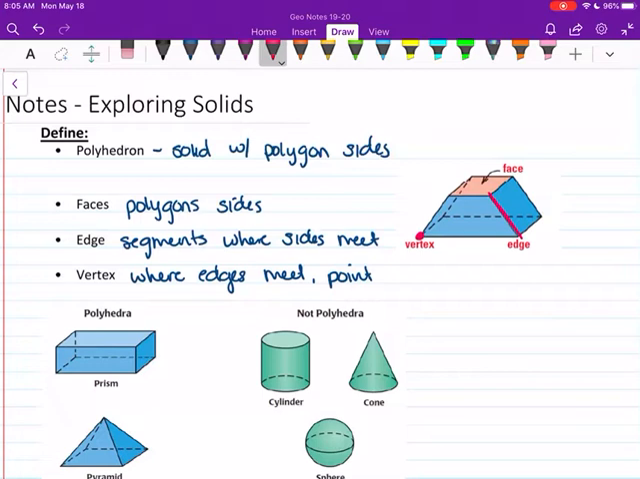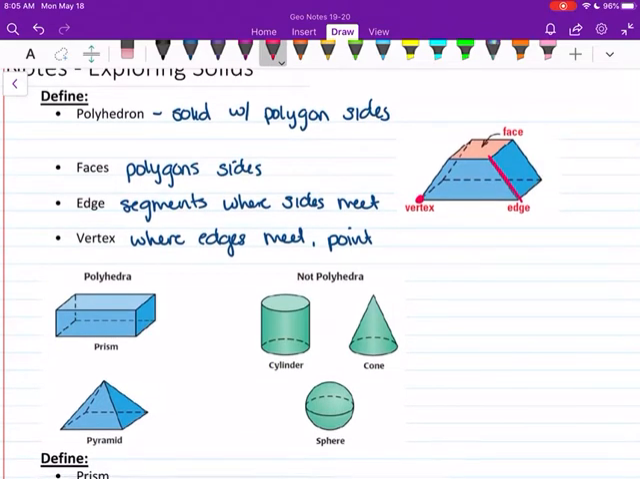Okay. So here are some examples of polyhedra. The word polyhedra is plural for polyhedron, and some not polyhedra. So prism and pyramid are 2 examples of polyhedra, and we're going to define each of those in a minute. And then a cylinder, cone, and sphere, those are all solids, and we're going to be talking about them in later sections, but those are not polyhedrons.